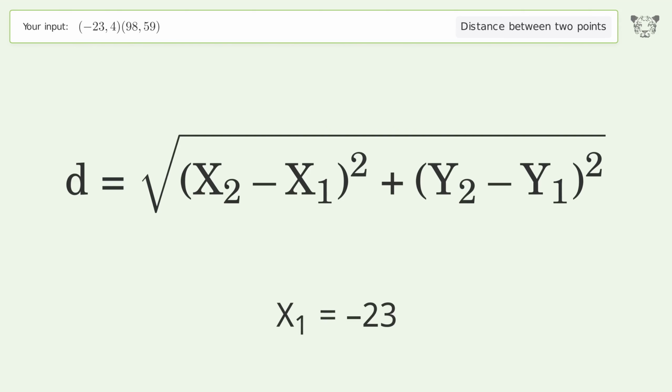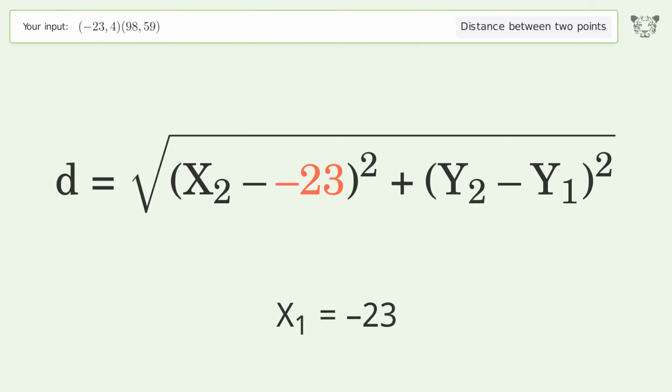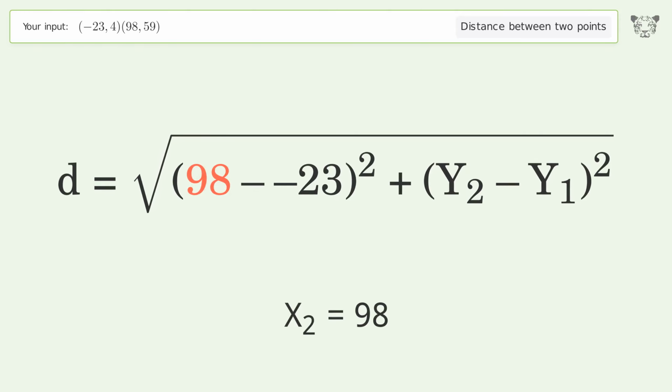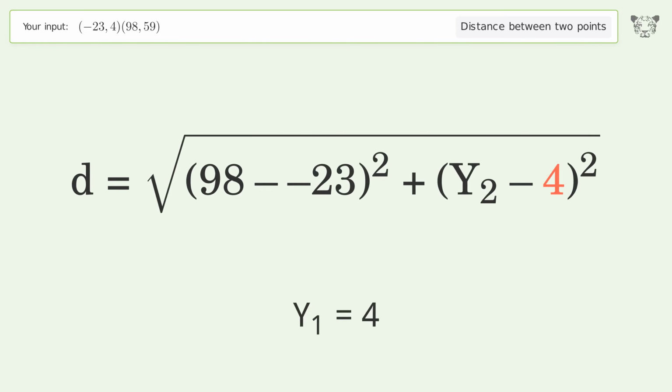x1 equals -23. x2 equals 98. y1 equals 4. y2 equals 59.